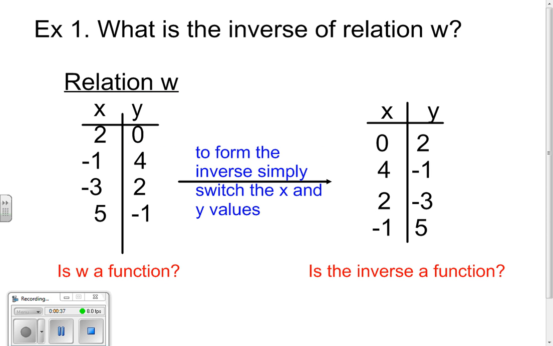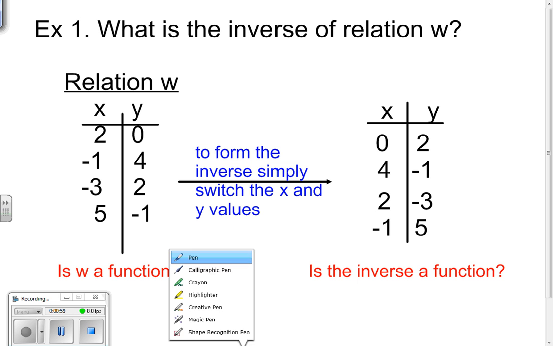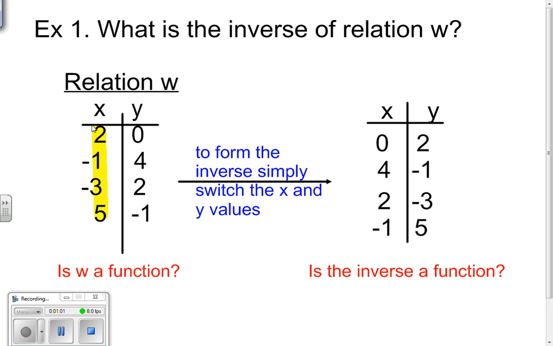If you take a look at example 1, what is the inverse of relation W? Relation W is on the left, so 2 maps to 0, -1 maps to 4, -3 maps to 2, and 5 maps to -1. First, is relation W a function? Look at all of the x values. If an x value repeats, it has to go to the same y value. None of those x values repeat, so you don't have to worry about it. This one is a function.